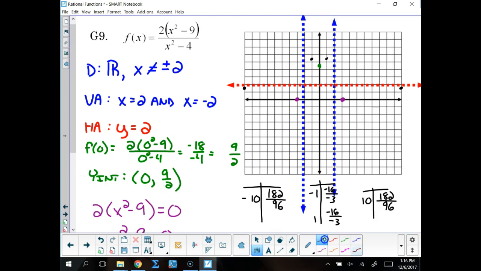So it goes there. So my function goes there. There. And there. Yeah. Okay.